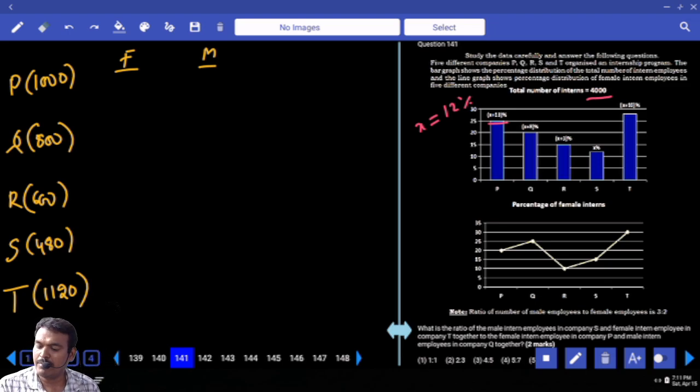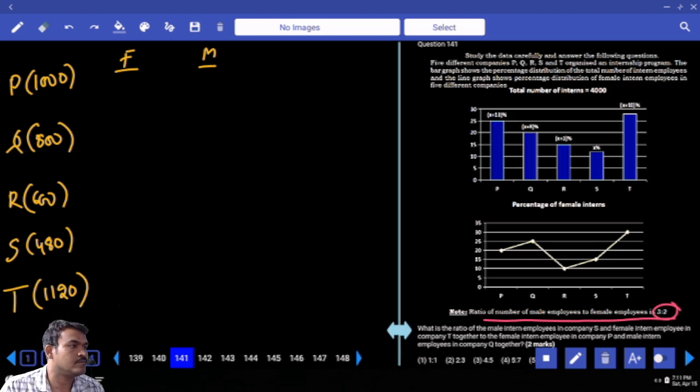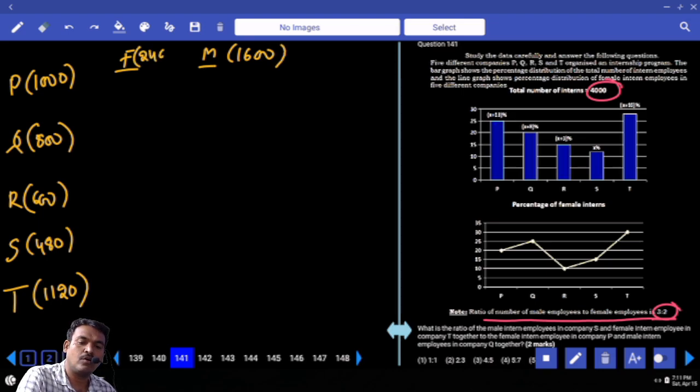First, what is the female percentage? One key point is given. What is the note given? The ratio of the number of male employees to female employees is how much? 3:2. Okay. Total how many members? 4000. That is distributed in a 3:2 ratio. Total 5 parts, 4000. Every one part is 800. 3 parts are 2400, 2 parts are 1600. Males are 2400, females are 1600.